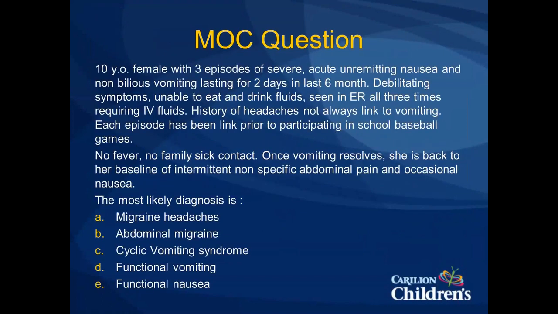This is a 10-year-old female with three episodes of acute unremitting nausea and non-bilious vomiting lasting for 2 days in the last 6 months. Debilitating symptoms, unable to eat or drink fluids, seen in the ER three times, requiring IV fluids, history of headaches, but not necessarily related to vomiting. Each episode linked to some degree of stressors, school basketball games, and no other problems with fever or family sickness. Once the vomiting resolved, she's back to her baseline with no major abdominal pain and occasional nausea.